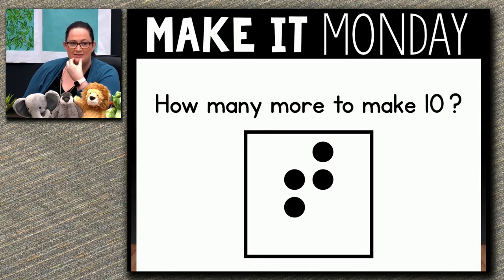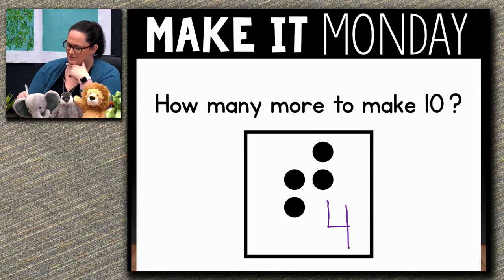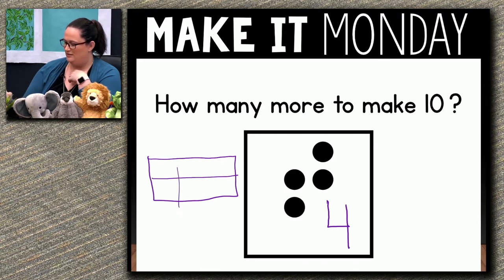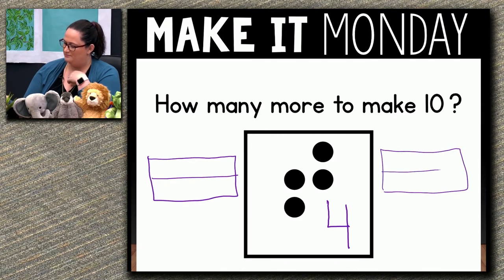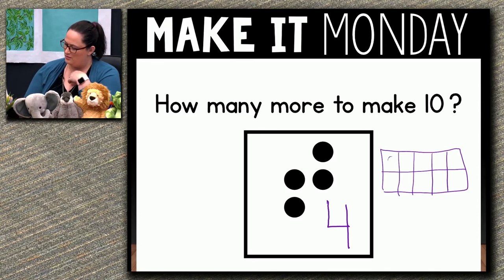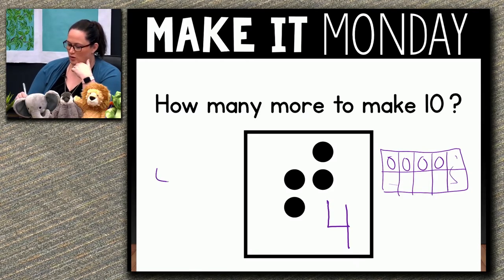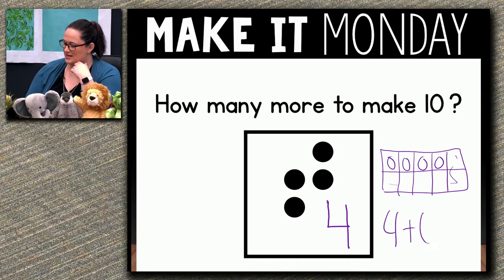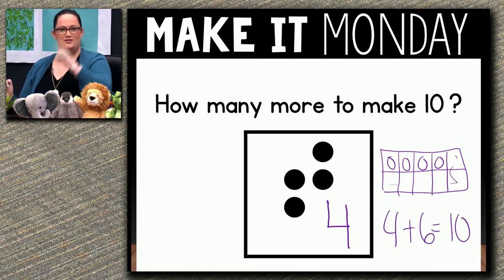How many do you see? 4. What goes with 4 to make 10? I want you to picture that tens frame in your brain. Oh, dear. Oh, no. I'm going to have to do it over here. Okay. If I have 4, how many more make 10? 6, because there's 5 and 1, and that makes 6. So 4 and 6 make 10. Kiss your brains. Nice job.